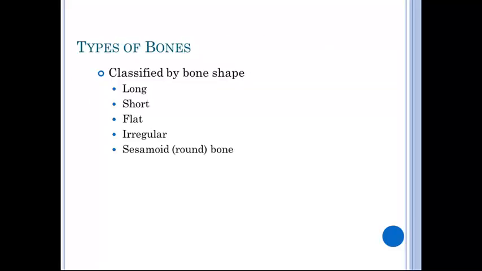There are types of bones, and they are usually classified by their shape. The long bone, an example of this would be the humerus, which is the upper arm. The short bone, an example would be the carpals in the wrists. Flat bones, an example would be the frontal bone of the skull. Irregular bones, an example would be vertebrae in the spine. Sesamoid or round bones, an example would be the patella, which is also called the kneecap.